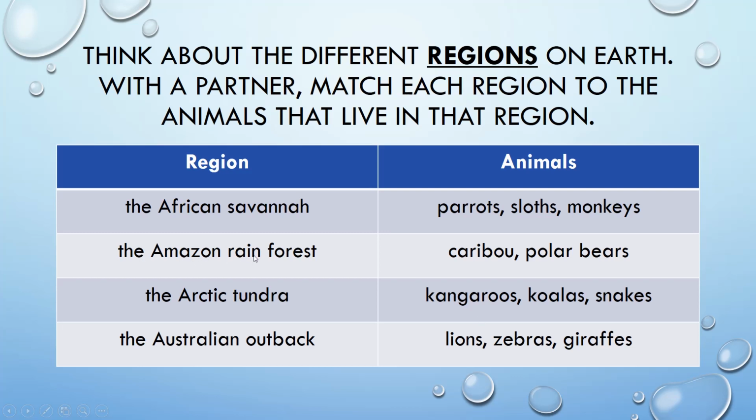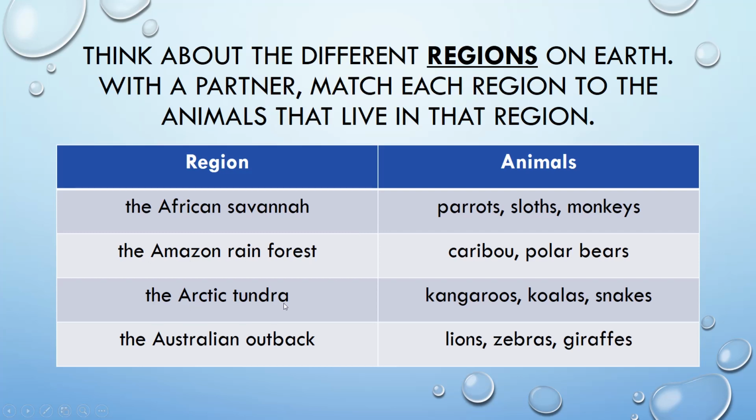What about the Amazon rainforest? Parrots, sloths, and monkeys? Caribou and polar bears? Or kangaroos, koalas, and snakes? What lives in the Amazon rainforest? Good. If you said parrots, sloths, and monkeys, you're right. They live in the Amazon rainforest region.